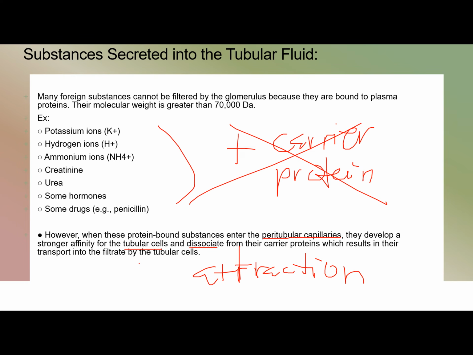to remove them. So, ulitin ko, lahat itong mga malalaking substances na to, class, they have a carrier protein. But once they enter peritubular capillaries, nagkakaroon sila ng stronger affinity or attraction sa tubular cell, causing them to dissociate or leave their carrier protein, resulting in their transport in the filtrate by tubular cells. So, mas nare-remove na sila ng kidneys nyo. So, kung yung glomerulus nyo is responsible for less than 70,000, si peritubular capillaries nyo naman pag greater than 70,000.